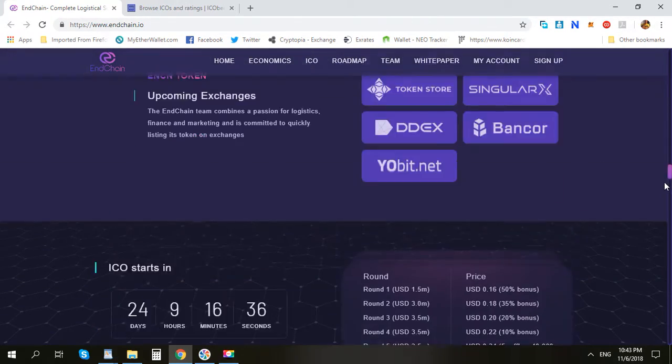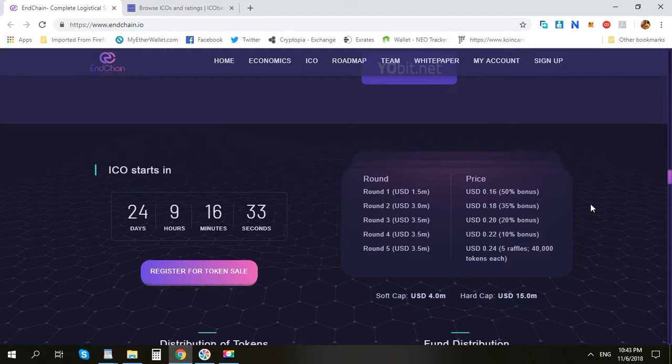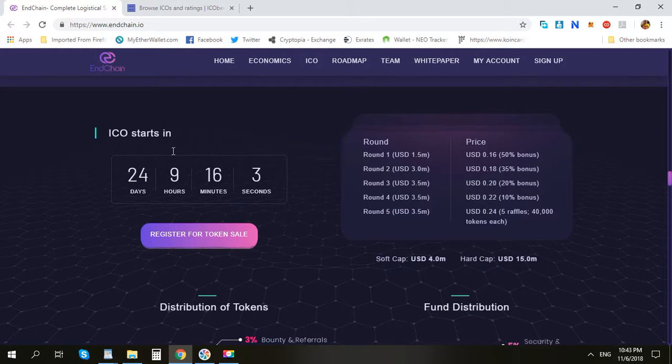Another interesting thing about this project is that it has a very small hard cap. Normally when I analyze an ICO, I pay attention to the idea, the theme, and the hard cap. Because if the hard cap is small, it will be easier to bring more benefit to the buyers in the future. The soft cap is 4 million, and the hard cap is only 15 million US dollars. It's quite small. And if you are interested in the ICO, there are 20 days left to join.